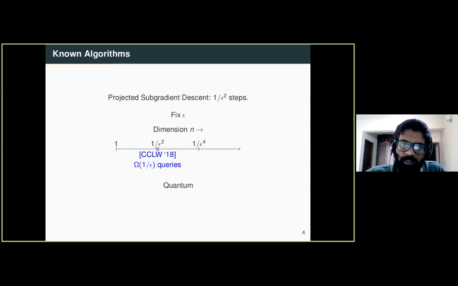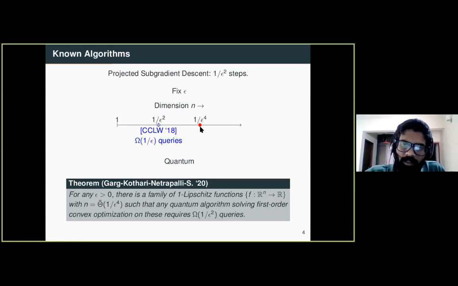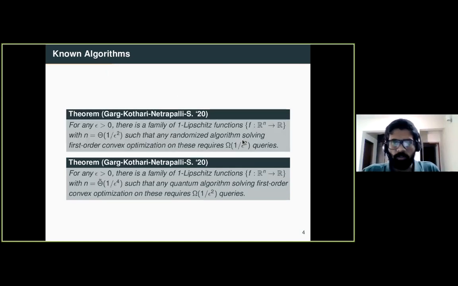And our main theorem is that at least from this dimension onwards, 1 by epsilon to the 4, gradient descent is actually optimal even among quantum algorithms. So even after this work, it is currently an open question as to whether gradient descent is the optimal algorithm before 1 by epsilon to the 4. Can quantum do better than that? So yeah, these are our two main theorems. If there are any questions, then from now on, I'll be looking at the lower bounds. So if there are any high level questions about the area, I think I can take them now.